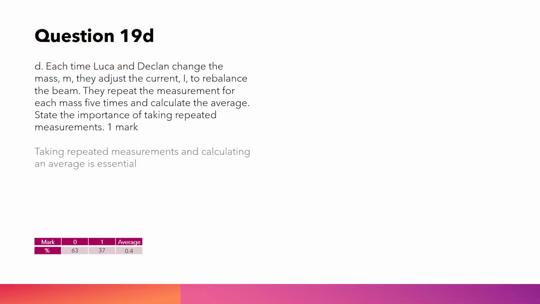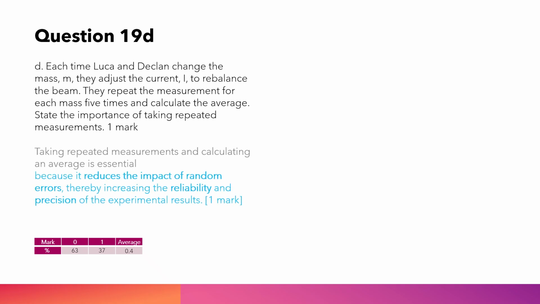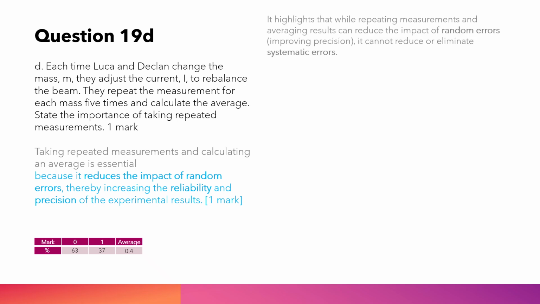Taking repeated measurements and calculating an average is essential because it reduces the impact of random errors, thereby increasing the reliability and precision of the experimental results. It highlights that while repeating measurements and averaging results can reduce the impact of random errors, improving precision, it cannot reduce or eliminate systematic errors.